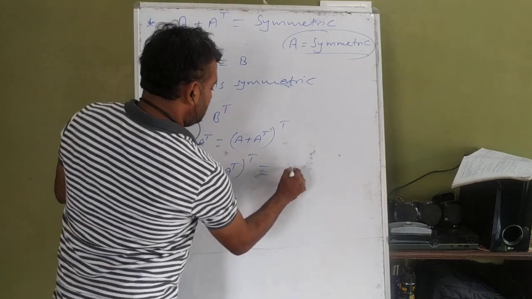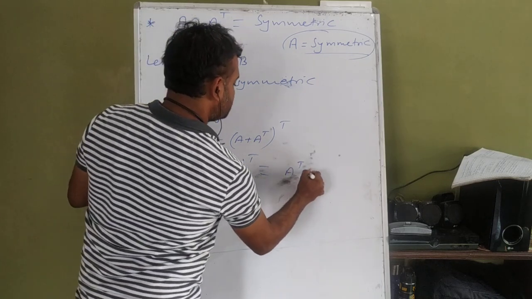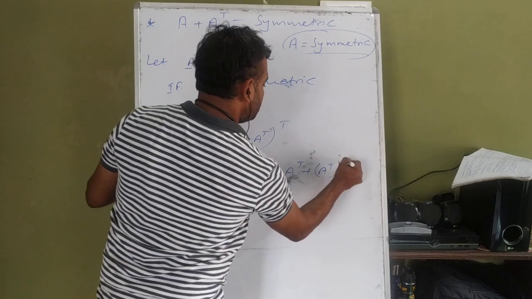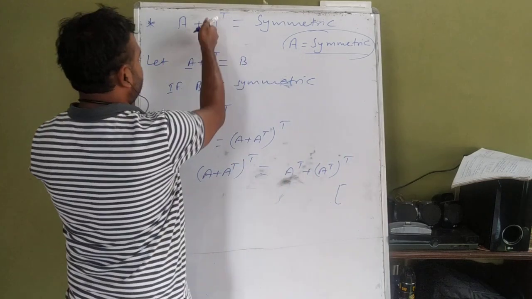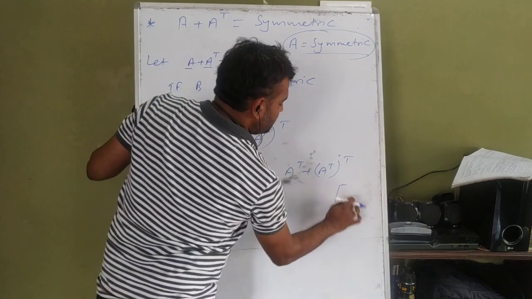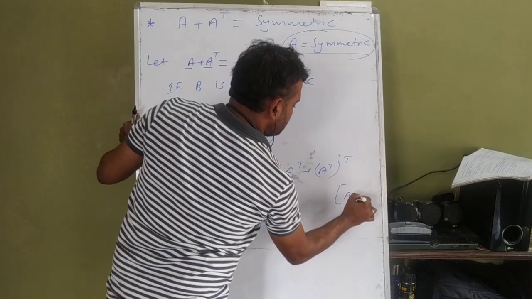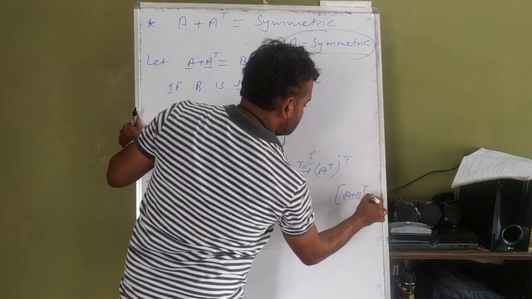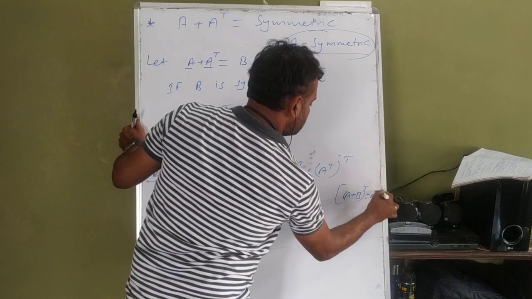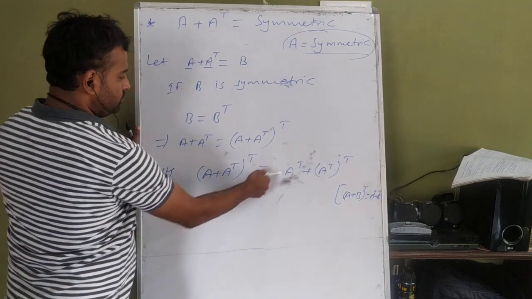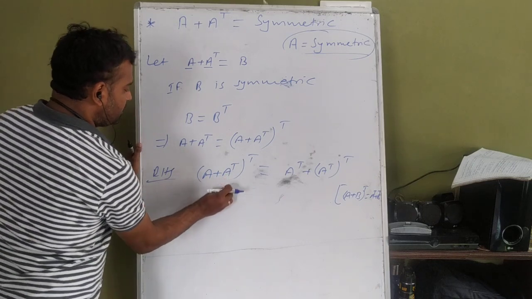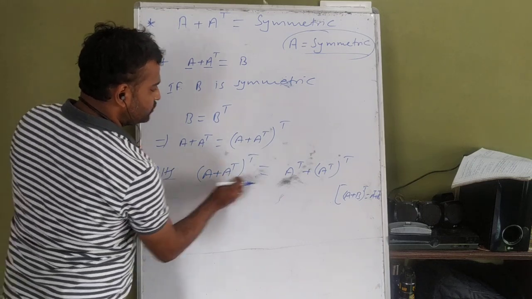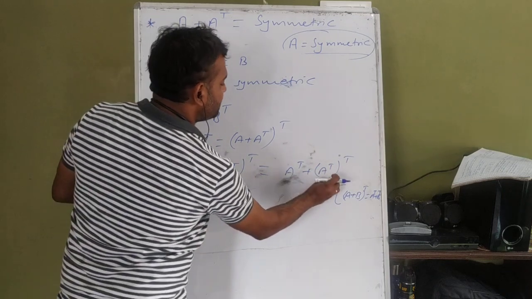Can it be written like this? A transpose plus A transpose whole transpose. We have discussed in the previous section the properties of transpose. If two matrices are there, A plus B whole transpose, then that is A transpose plus B transpose. So according to this result, this is the first matrix, this is the second matrix, whole transpose, and the transpose of the first and the transpose of the second.